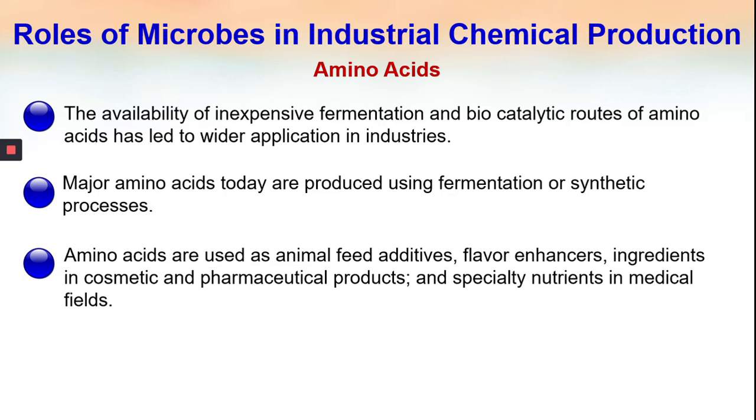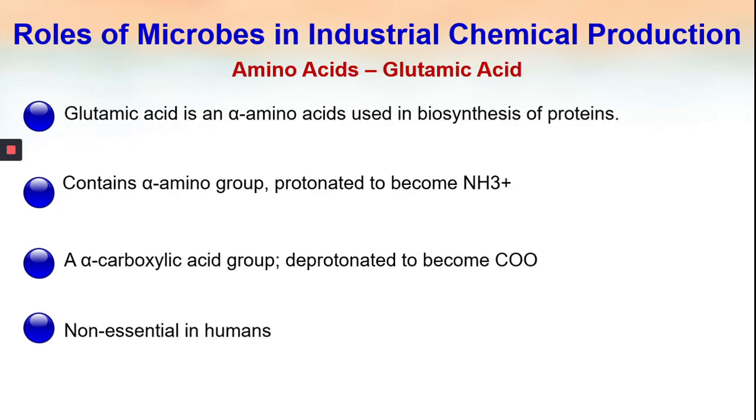One example of an amino acid that is commonly produced in industry is glutamic acid. In the commercial world, I believe all of you have already heard the name Ajinomoto. Ajinomoto is a brand name or company name that produces glutamic acid, commonly used as a flavor enhancer in the food industry, which we call MSG, monosodium glutamate.